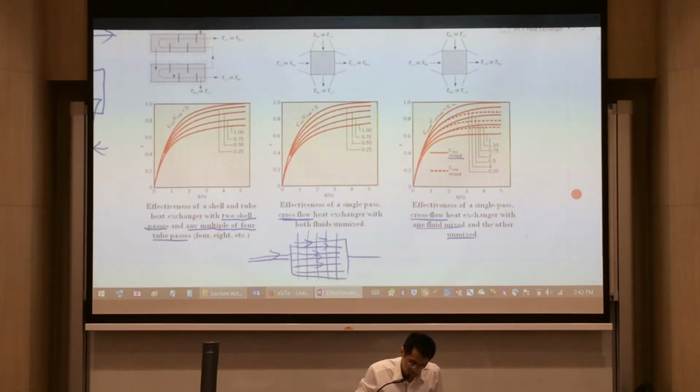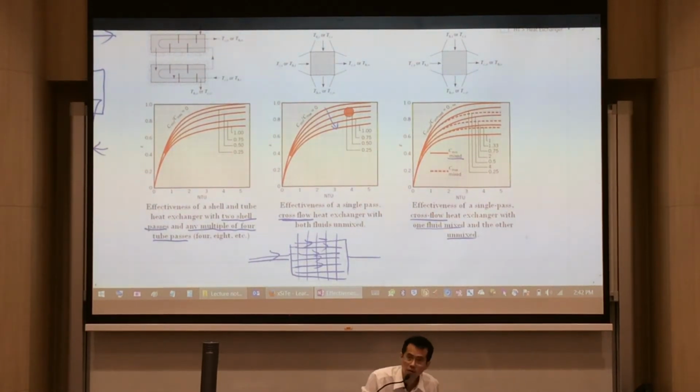One popular mistake is that students thought that because each of these lines represent your C min divided by C max, so you really need to calculate that number. And this number is increasing in this direction. Could you see the labeling? It's increasing in this direction.